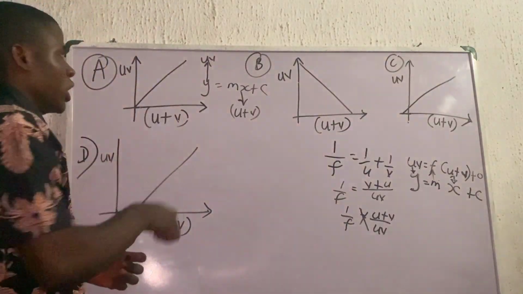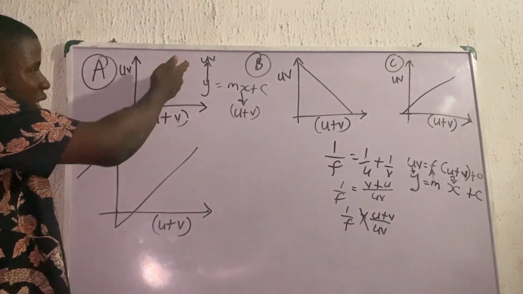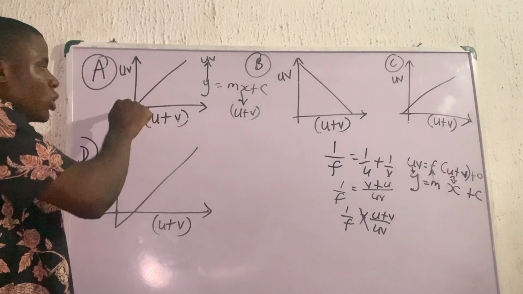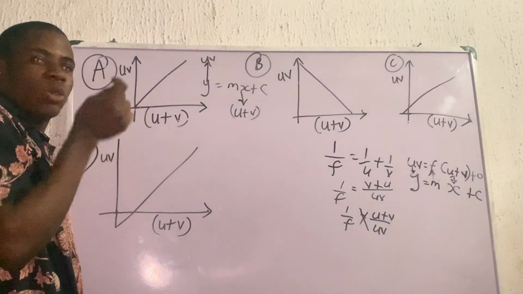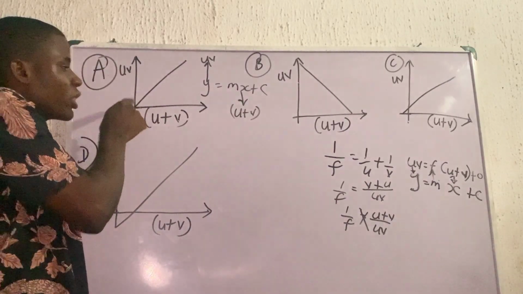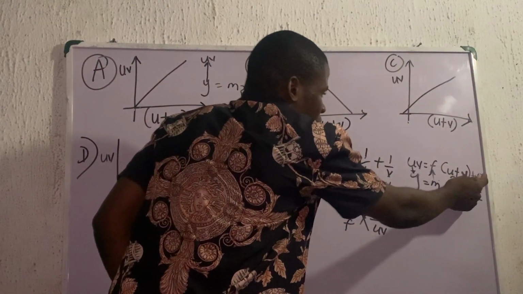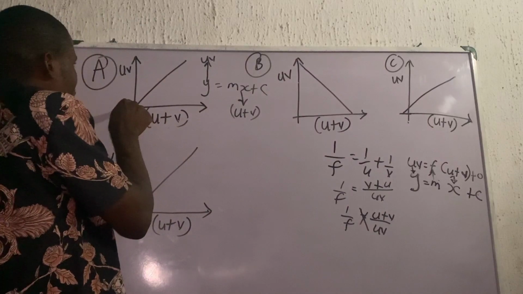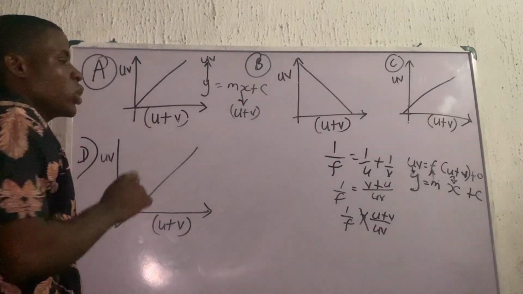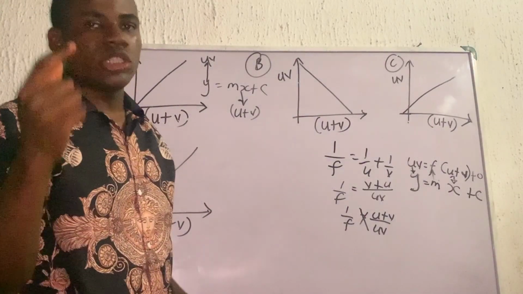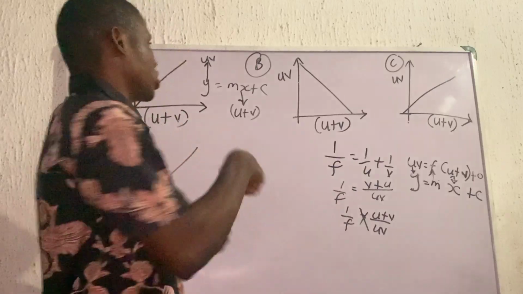Now, watch option A. The straight line started from the origin, right? Now the origin, x and y, that is 0 at the origin. So as we said earlier, the y-intercept is 0. So the straight line should start from the origin, where y is 0. And that's our answer, which is option A.